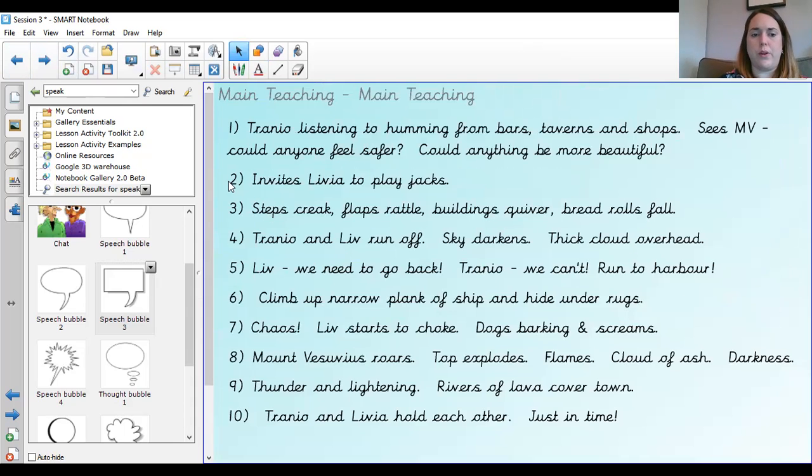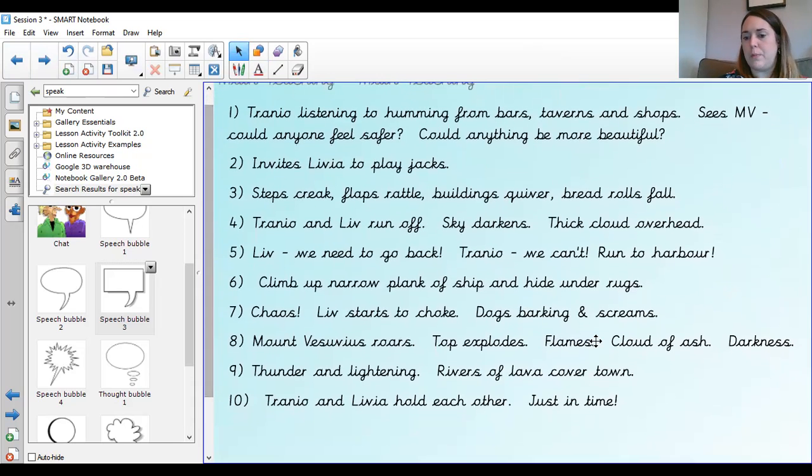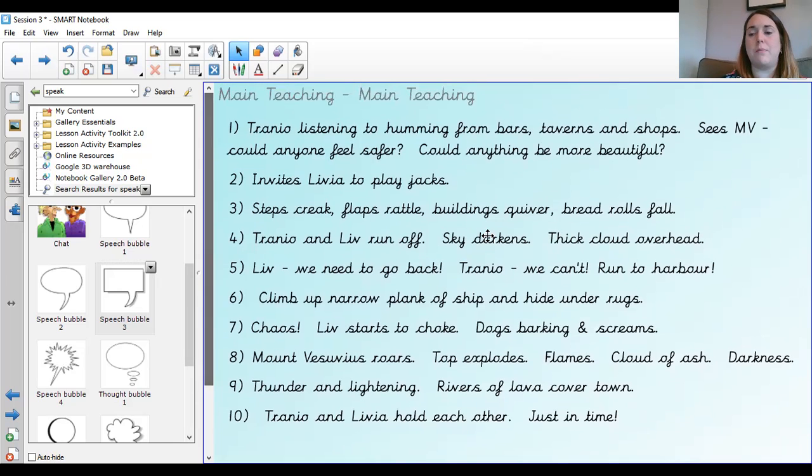All right, let me show you what the other points are that I would have put in, in case you'd like to pause the video on this page to help you with your map. So I'd have said that they climbed up the narrow plank of the ship and hid under the rugs. We then got a picture to show chaos. So Liv starts to choke, dogs barking and screams. I would then draw a picture of Mount Vesuvius roaring, its top exploding, flames, clouds of ash, darkness. My next picture would be thunder and lightning, rivers of lava covering the town. And my final picture, because I don't want more than 10, would be Tranio and Livia holding each other. Okay, so those are the 10 pictures I would draw in my story map.